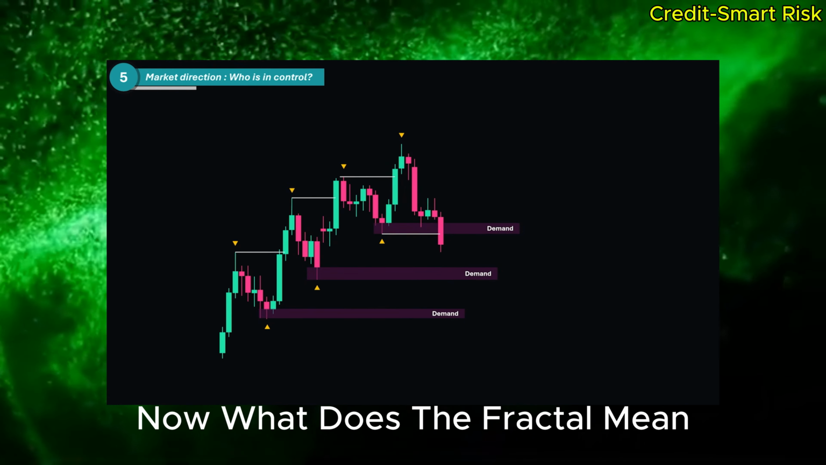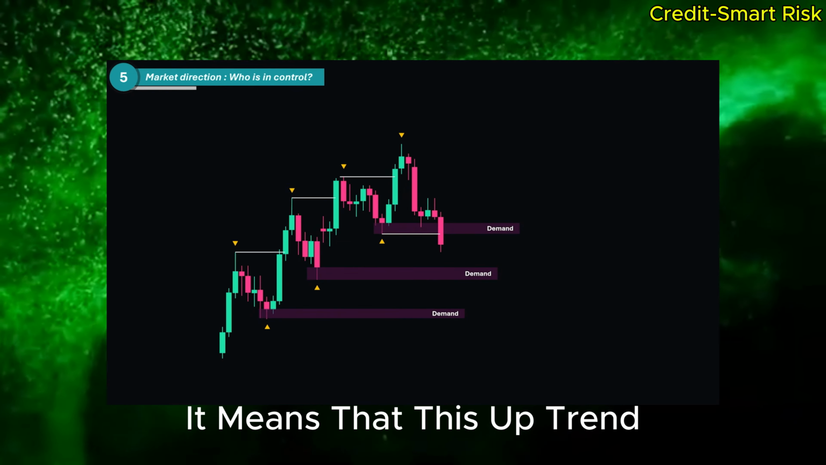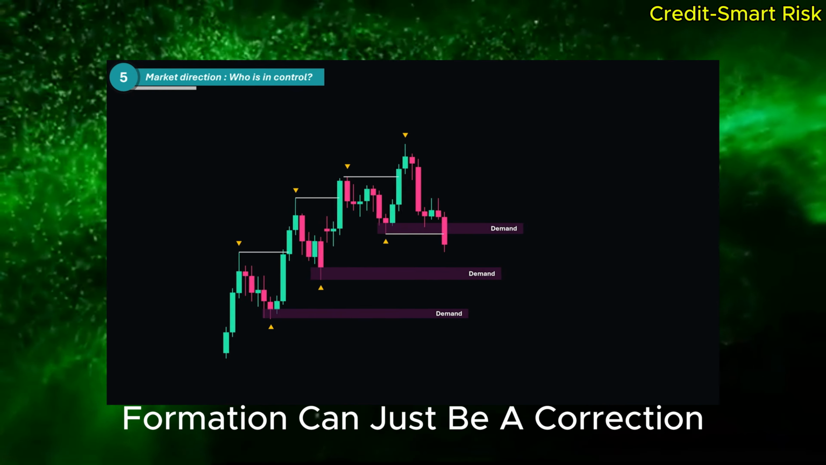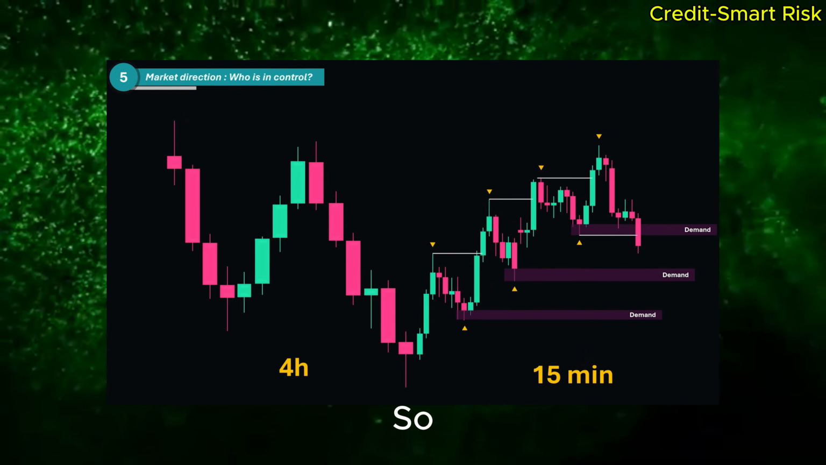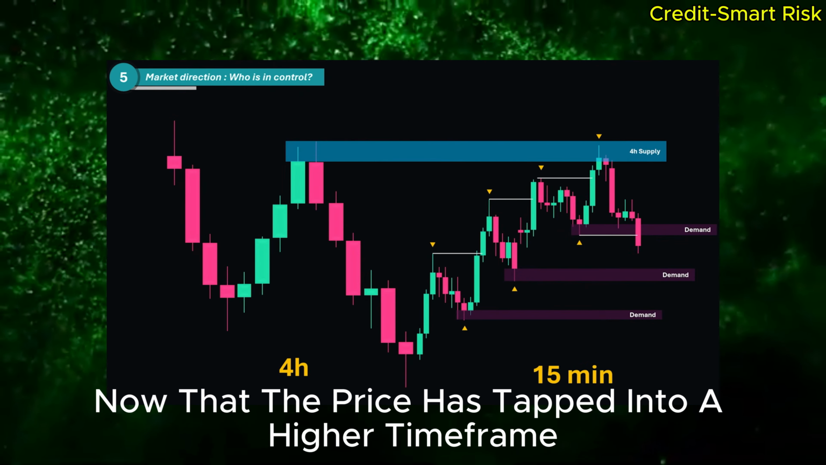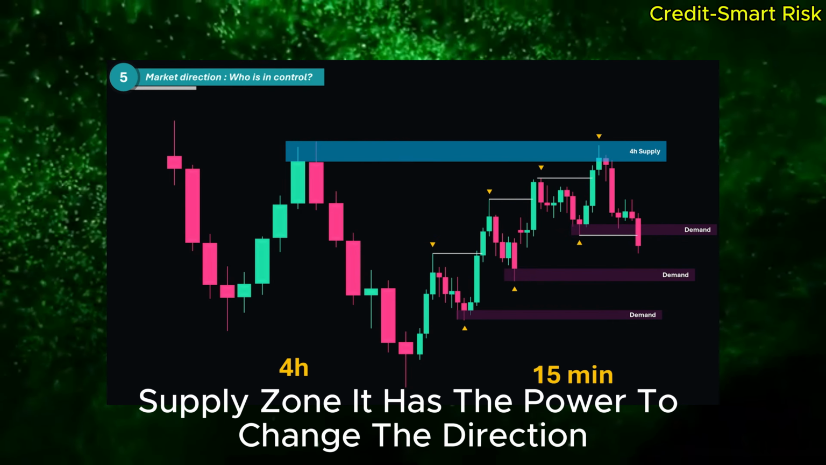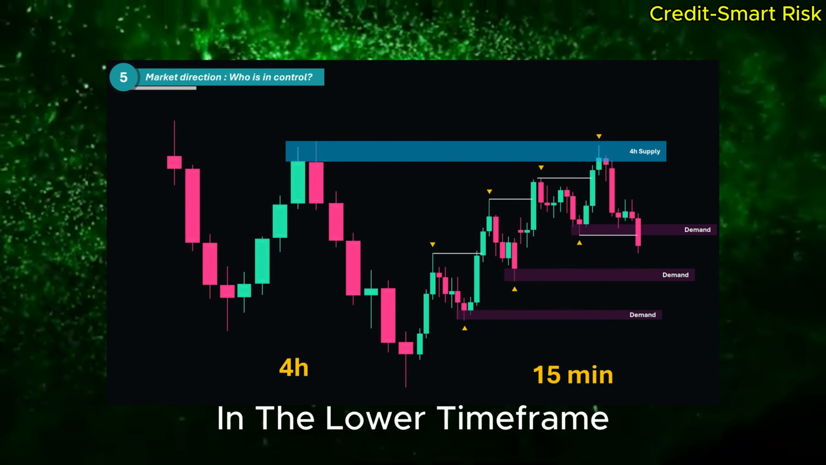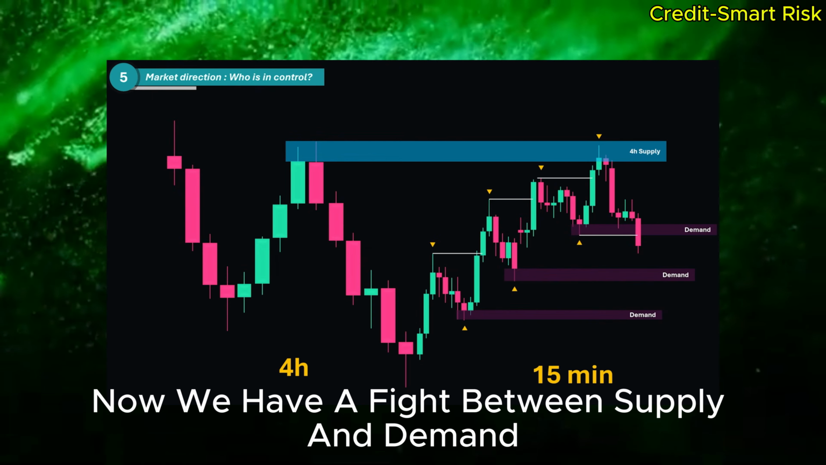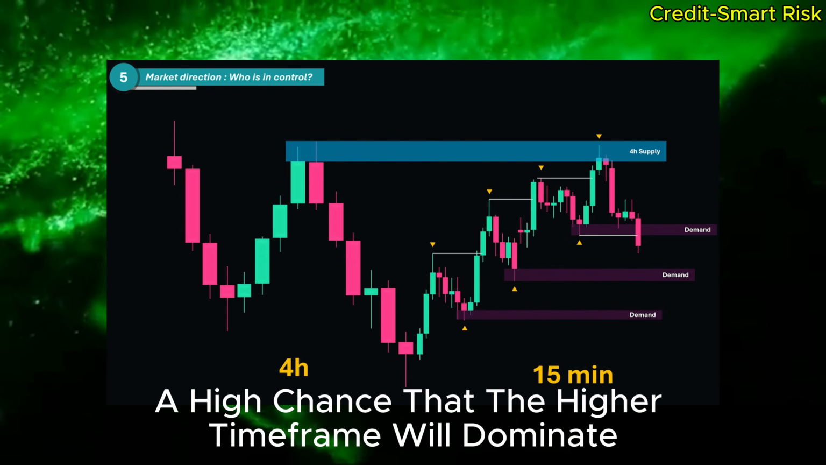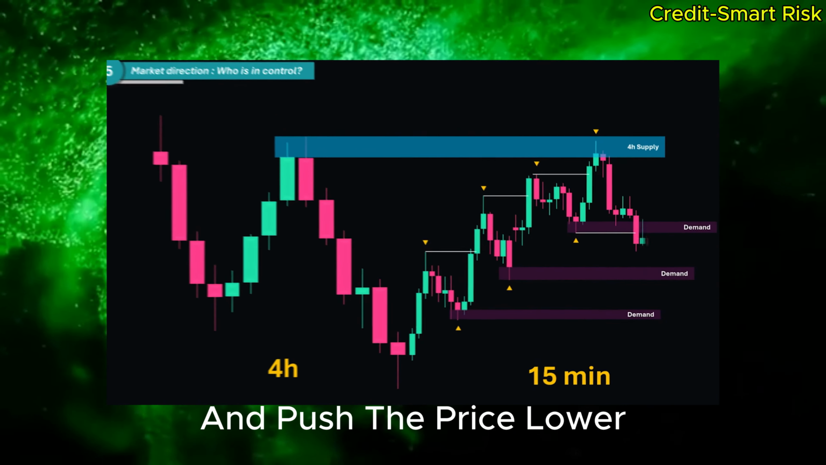Now, what does the fractal mean? It means that this uptrend formation can just be a correction in a higher time frame. So, now that the price has tapped into a higher time frame supply zone, it has the power to change the direction in the lower time frame. Now we have a fight between supply and demand, and there is a high chance that the higher time frame will dominate and push the price lower.